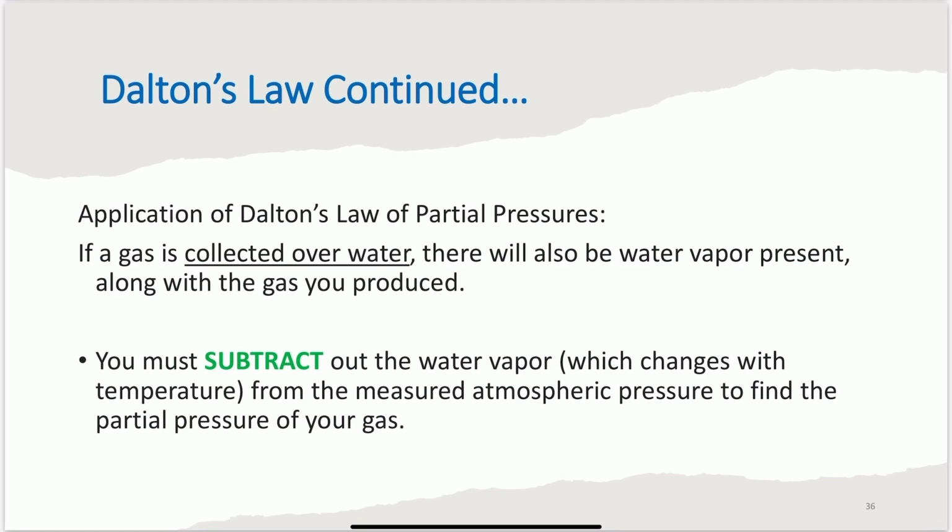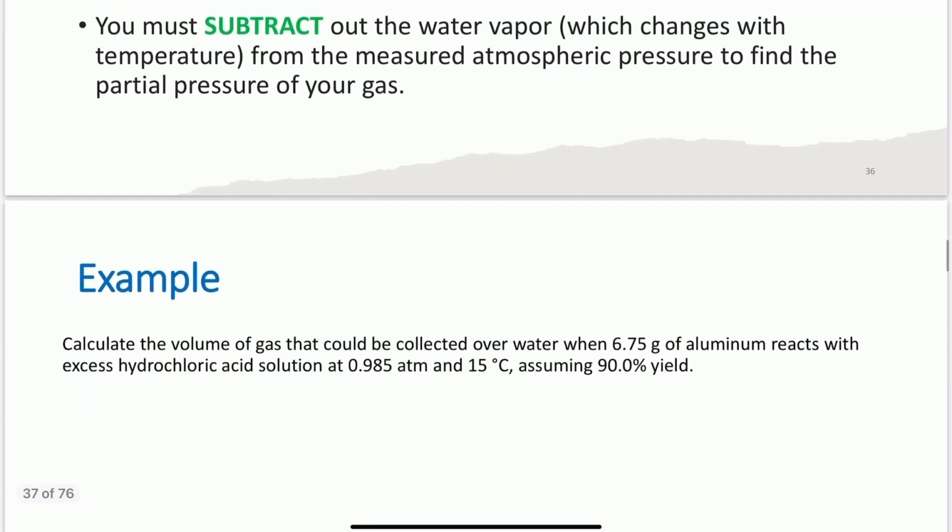I will give you those values. You are not required to know them. We get them from tables. But you have to subtract out that water vapor, which changes again with temperature, from the measured atmospheric pressure to find the partial pressure of your gas. Because what's happening is the water vapor is adding to it, we need to subtract that out to figure out what your actual partial pressure is.